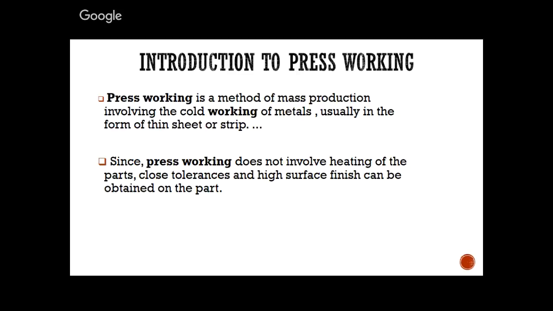Because it has a sheet of thickness 0.6 to 6 mm, it can be bent, and we can get any required job or any required shape by means of doing some press work. That's why generally we prefer cold working. Hot working pressing machines are also there, but generally they prefer cold working of metals.